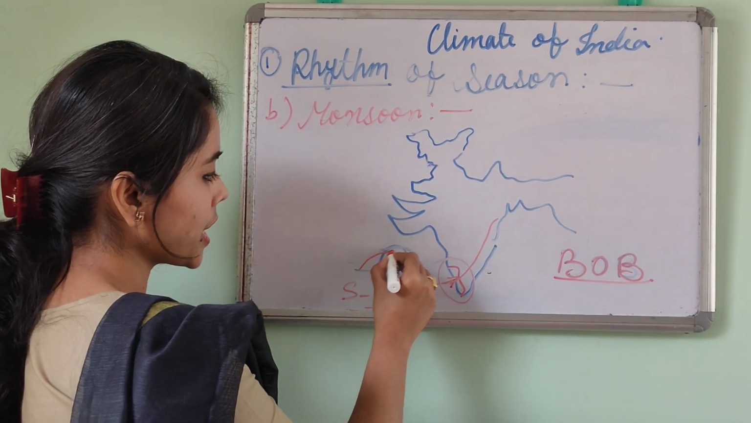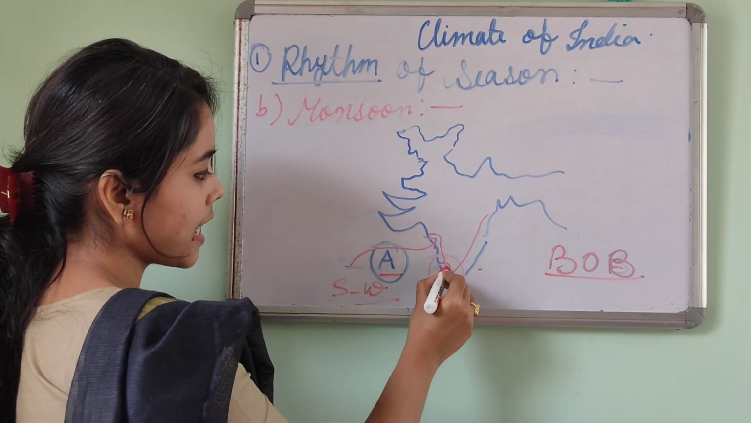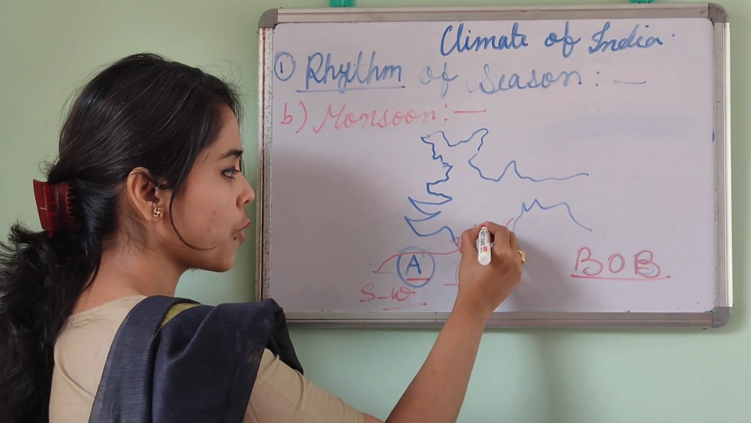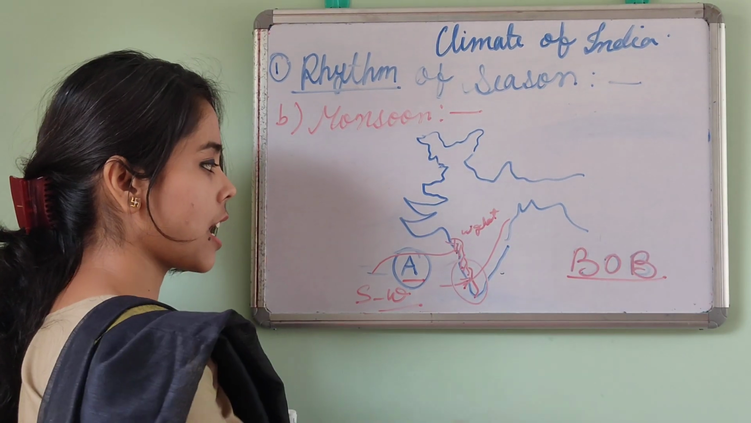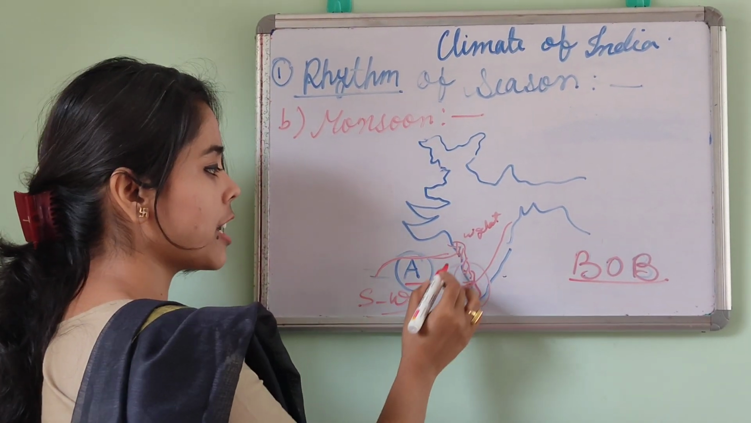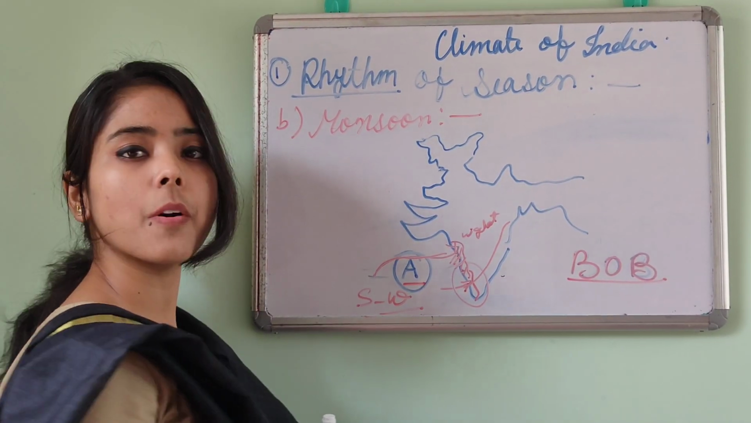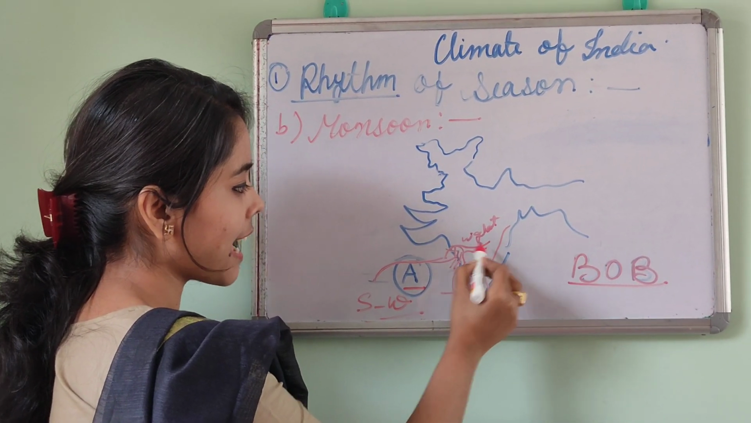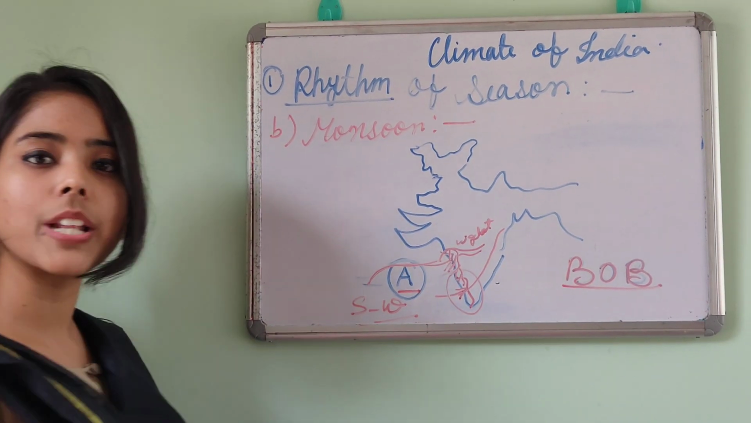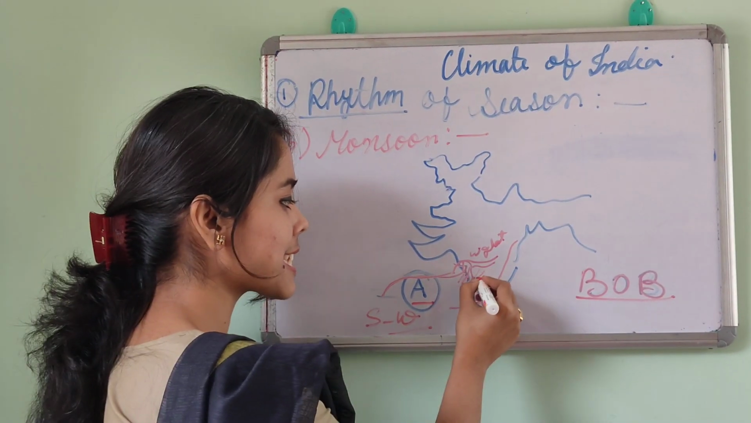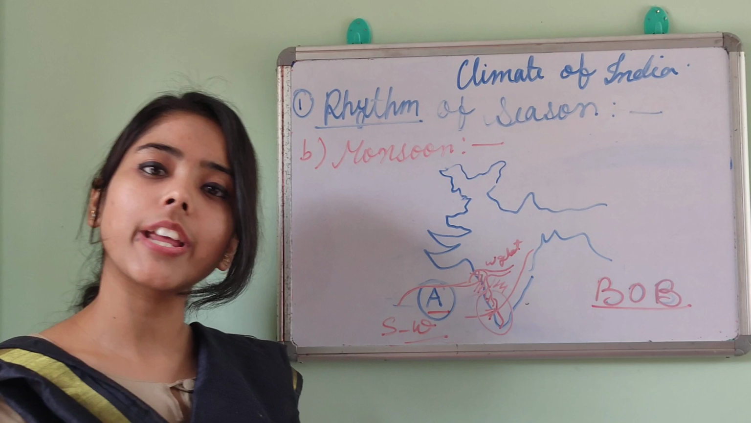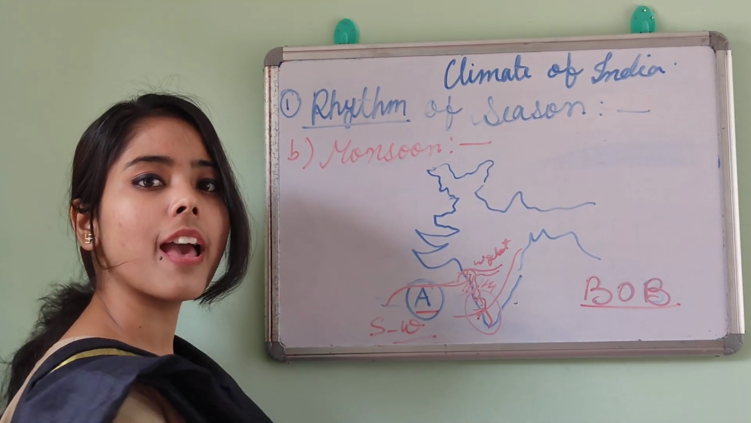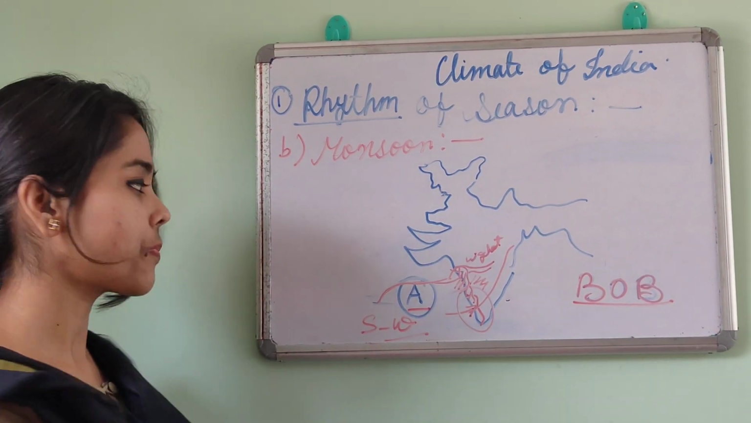The second branch will come and hit our Western Ghat mountain, because we know the Western Ghats are situated here. When it arrives, it will hit the western slope of the Western Ghats. When it blows to the eastern side, the moisture content will be less. That's why in the eastern side, the amount of rainfall will be less. But when it hits the western slope, it will cause huge rainfall.